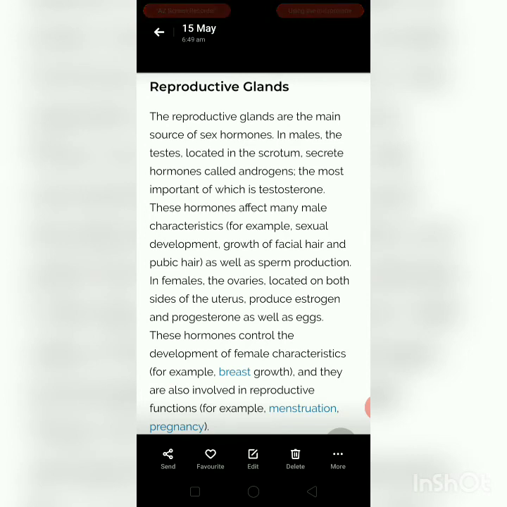Reproductive glands. The reproductive glands are the main source of sex hormones. In males, the testes located in the scrotum secrete hormones called androgens, the most important of which is testosterone. These hormones affect many male characteristics, for example, sexual development, growth of facial hair and pubic hair, as well as sperm production. In females, the ovaries located on both sides of the uterus produce estrogens and progesterone, as well as eggs. These hormones control the development of female characteristics, for example, breast growth, and they are also involved in reproductive functions, for example, menstruation and pregnancy.